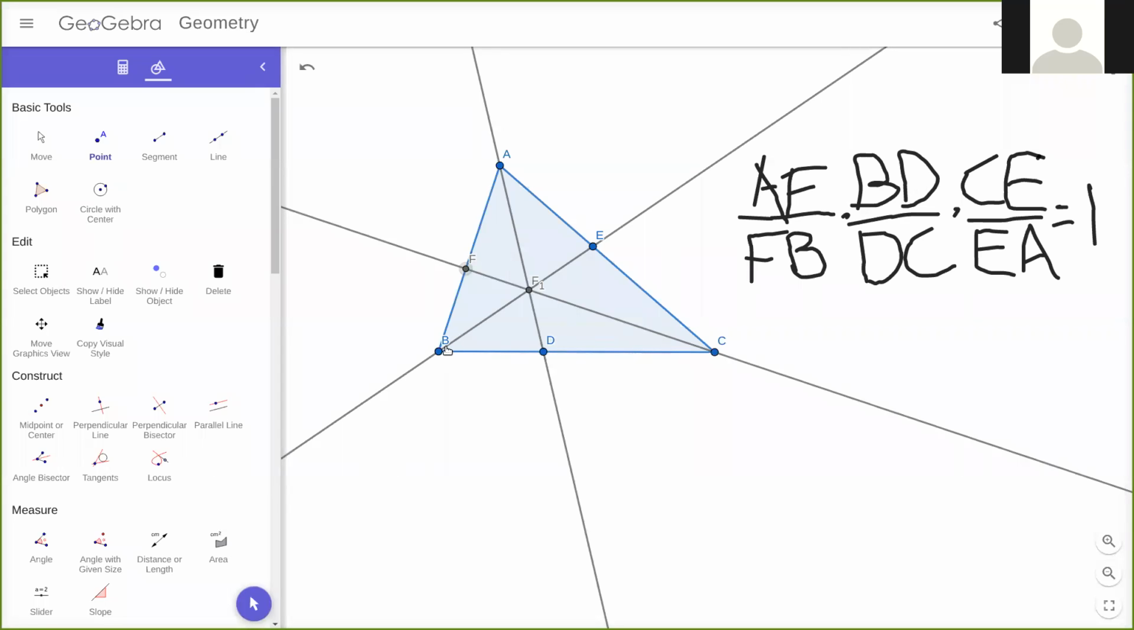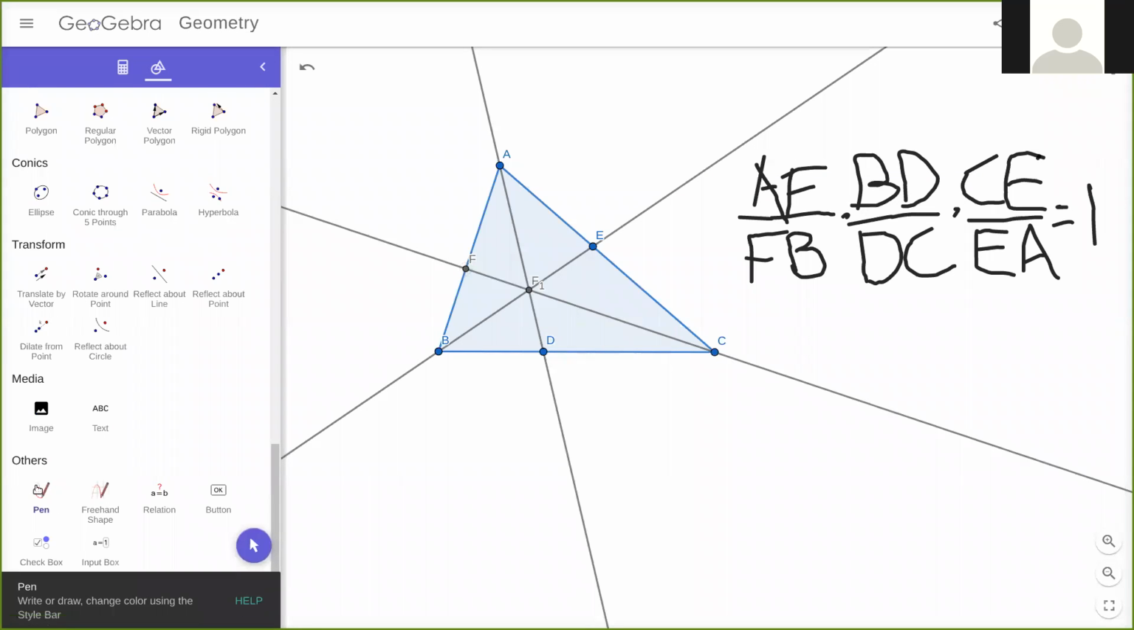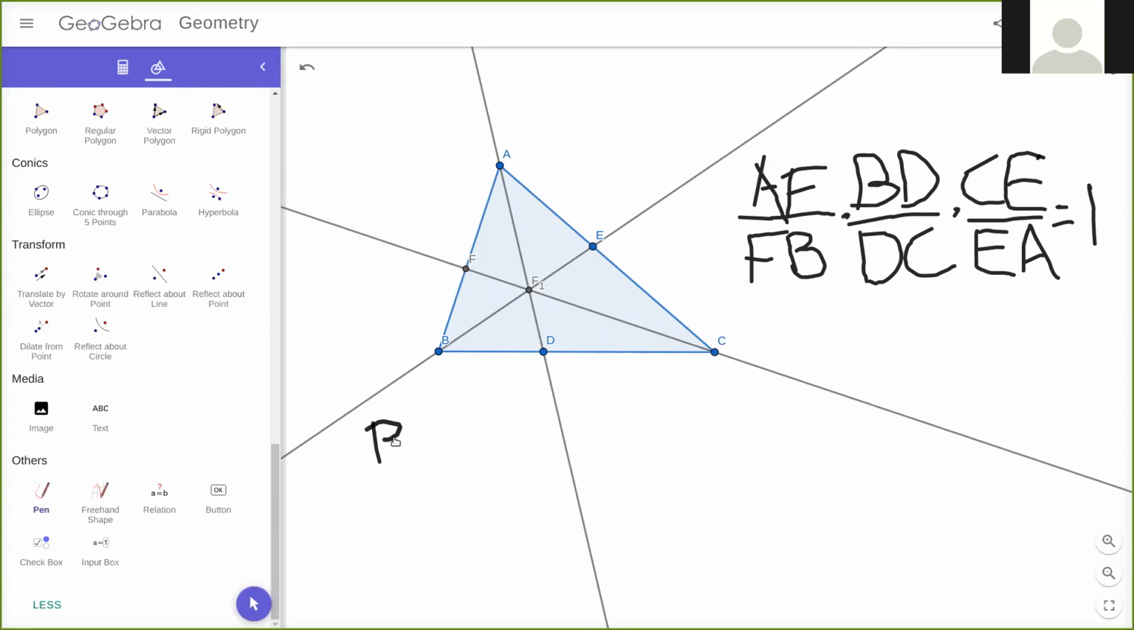Using areas, we can talk about these relationships like BD over DC. In terms of areas, you don't have to use as many points. So what is the ratio BD over DC in terms of areas? How do we relate this to areas?